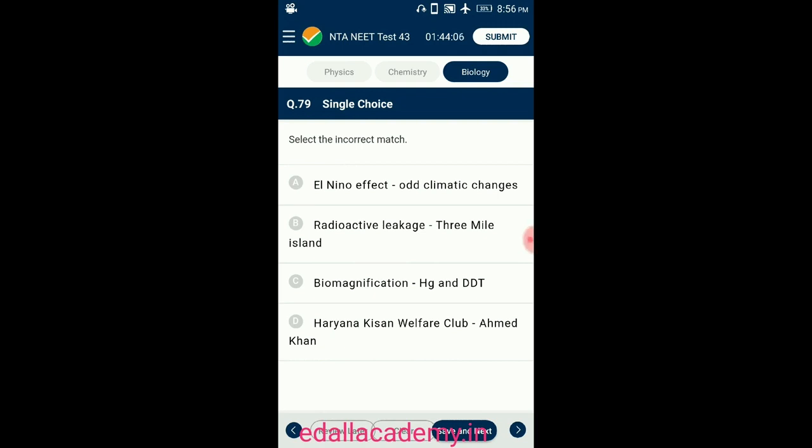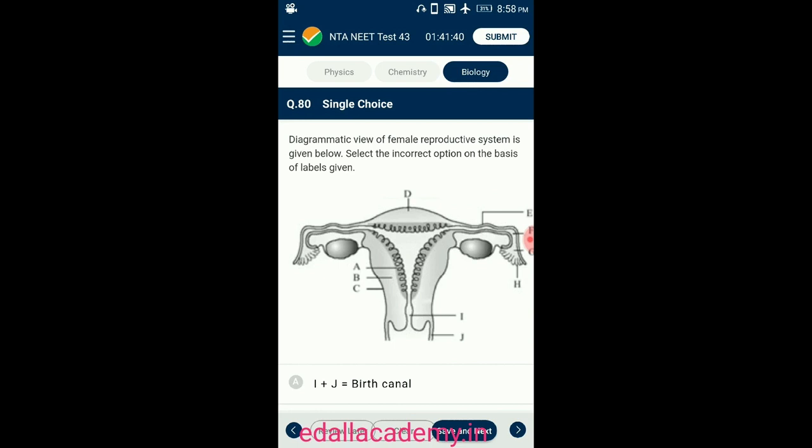Question number 79. Select the incorrect match. Haryana Kisan Welfare Club was established by Ramesh Chandra Dagar. Information and help on the practice of integrated organic farming. Integrated organic farming is a zero waste procedure where waste products from one process are cycled in as nutrients for other processes. So the answer for this question is option D. Established by Ahmad Khan is given. It is the incorrect one.